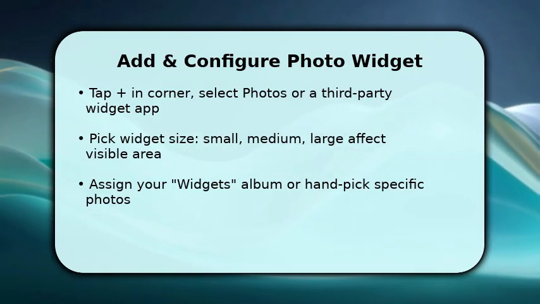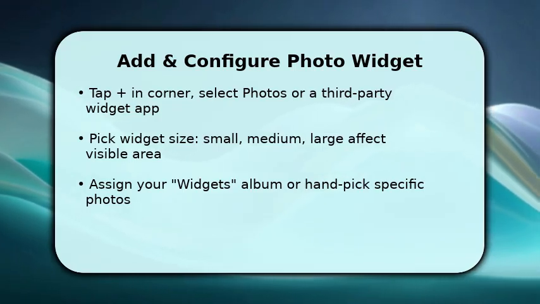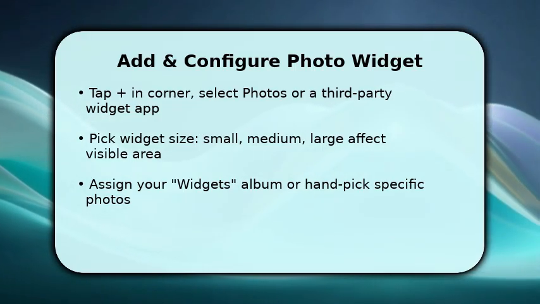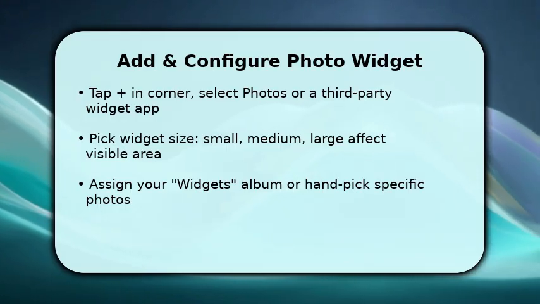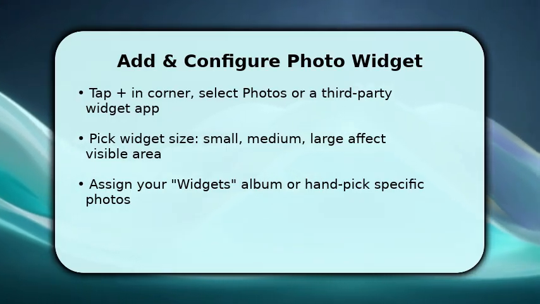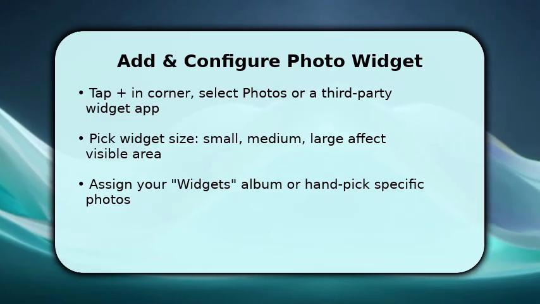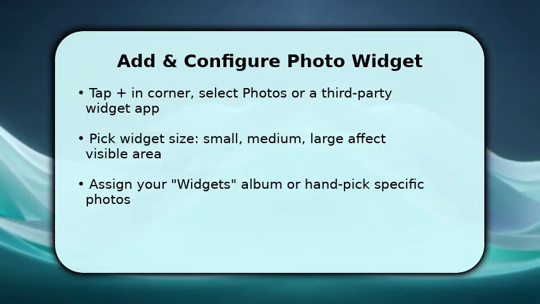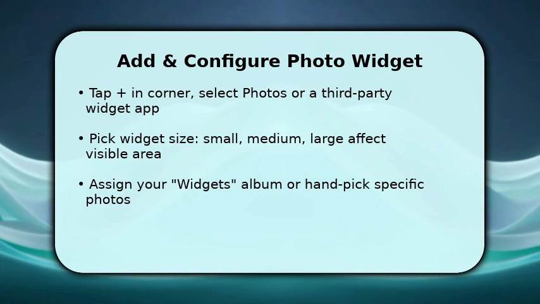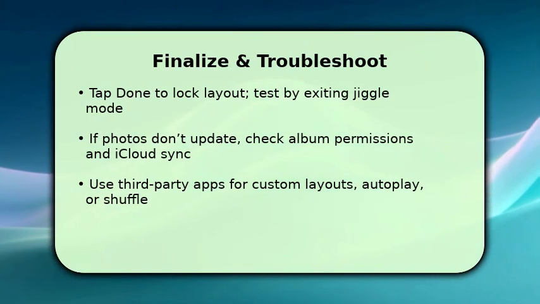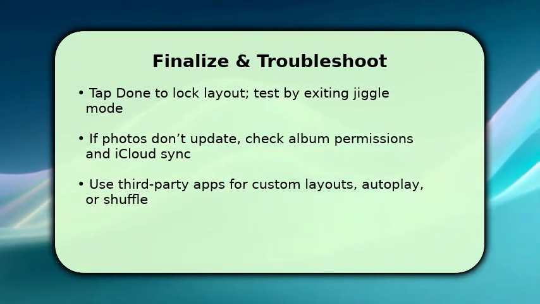This matters for composition. Once selected, set the widget to use your Widgets album or pick individual photos if the app allows it. Make sure to position the widget where the crop looks best, because different sizes display different parts of each photo. Finish by tapping Done and exiting jiggle mode to see the widget live. You should see your chosen images appear or cycle.